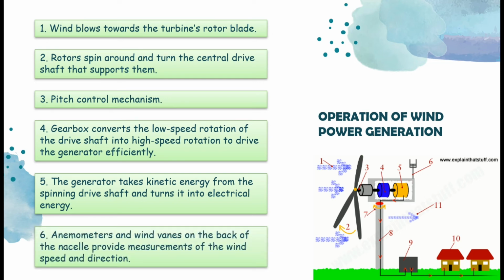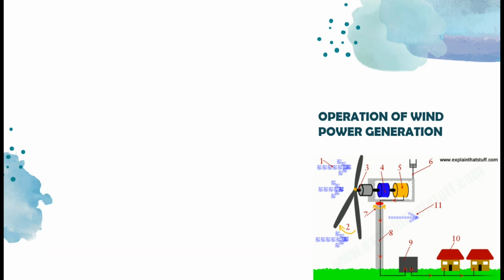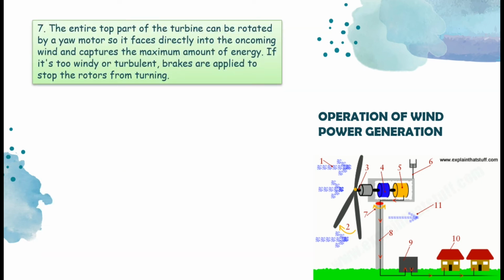Anemometers and wind vanes on the back of the nacelle provide measurements of the wind speed and direction. By using these measurements, the entire top part of the turbine can be rotated by a yaw motor, mounted between the nacelle and the tower, so it faces directly into the oncoming wind and captures the maximum amount of energy. If it is too windy or turbulent, brakes are applied to stop the rotors from turning for safety reasons.